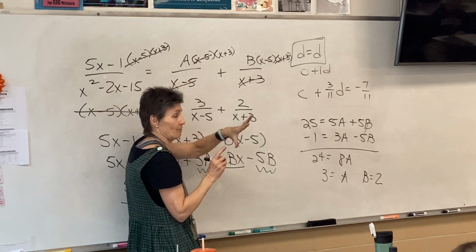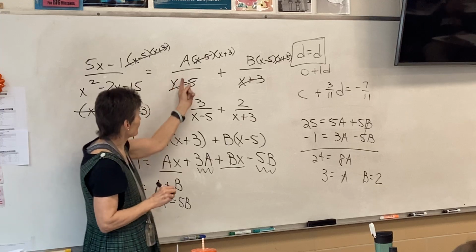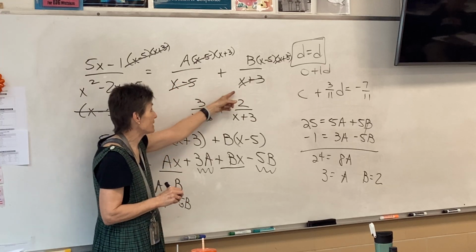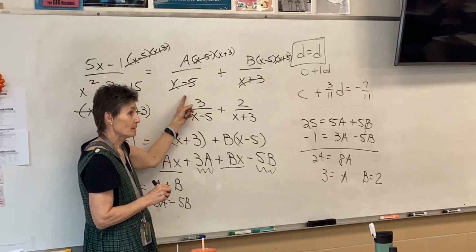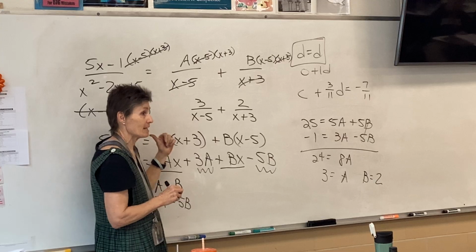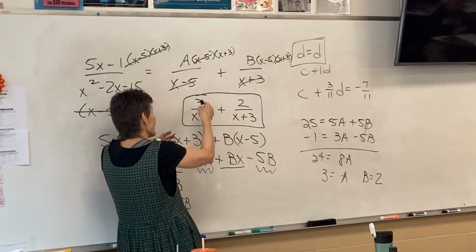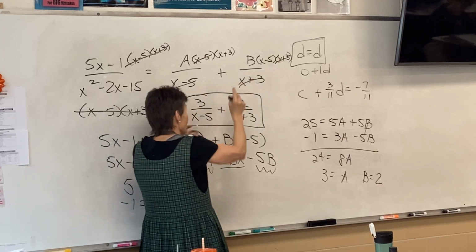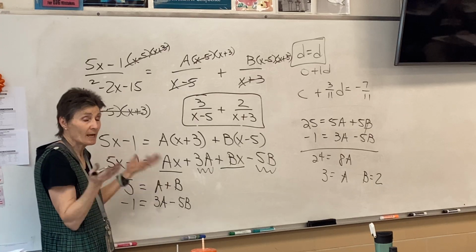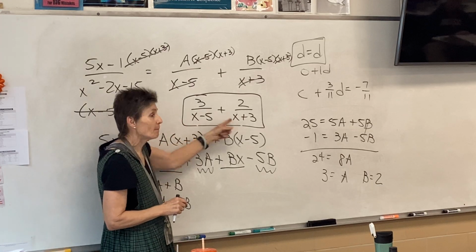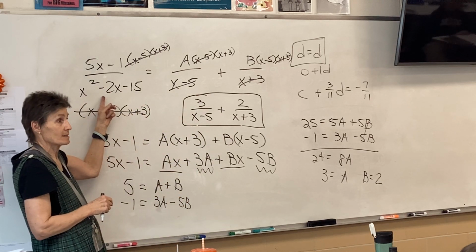It's not enough to tell me A and B, because if I had written these two in a different order, if I had written x plus 3 first, then A would be over x plus 3, and that A would not be the same as my A. So you have to put it like this. You have to put your A over your A denominator and your B over your B denominator. If you have time and interest, if you got a common denominator and added these together, guess what would happen? You would get this.